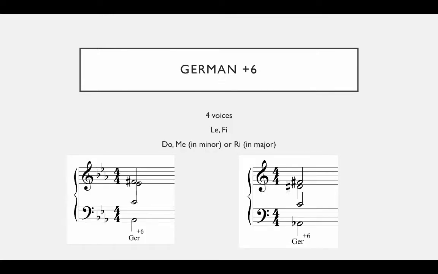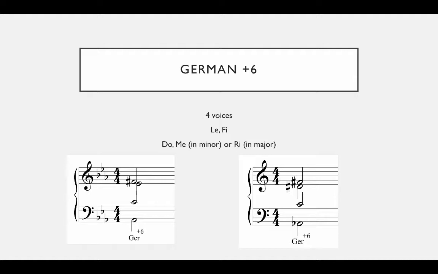Let's talk about the German augmented sixth chord, saving the best for last, or the more complicated one for last. The German, like the French, also involves four voices. You're going to keep lay and fi in the outer voices, and in the minor mode, we're going to use do and me, or scale degrees 1 and the naturally occurring flat 3 in the key. If you're in the major mode, however, you're going to use do and re, or sharp 2 in a major mode. I'll explain that here in just a little bit.